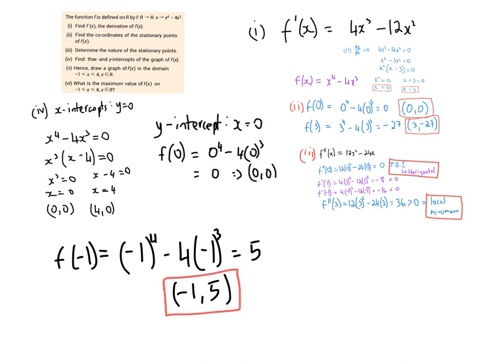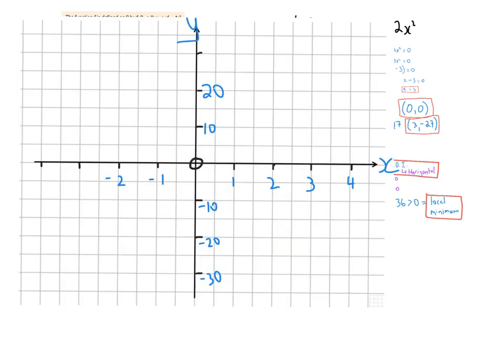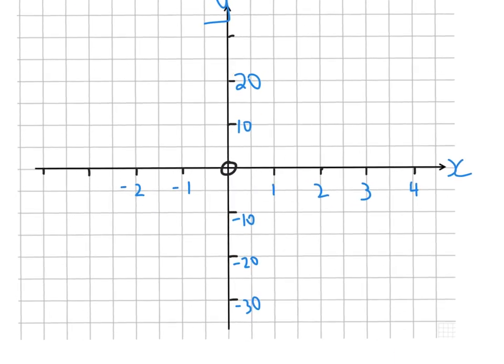Okay, so we can draw our graph. So here's our x and y axis. So let's start by marking in some of those important points. So we had the point (-1, 5). So that's going to be right here. We also know we have a horizontal saddle point here at (0, 0). We know we have a local minimum here at (3, -27), so somewhere around here. And we know at (4, 0) that it also crosses the x-axis. So these are important points. And now let's just sketch our curve in based on those points.